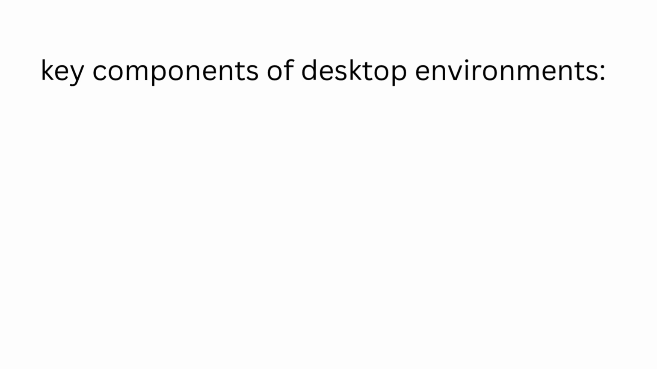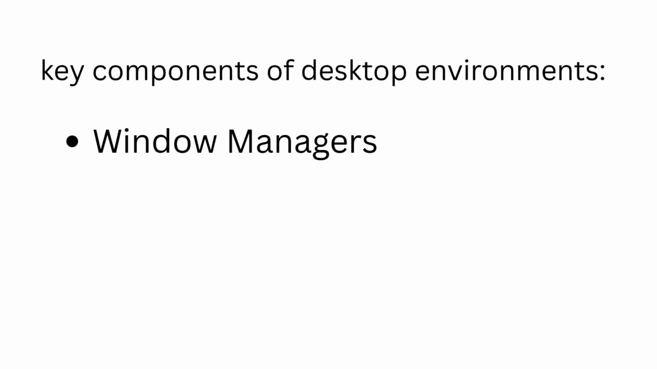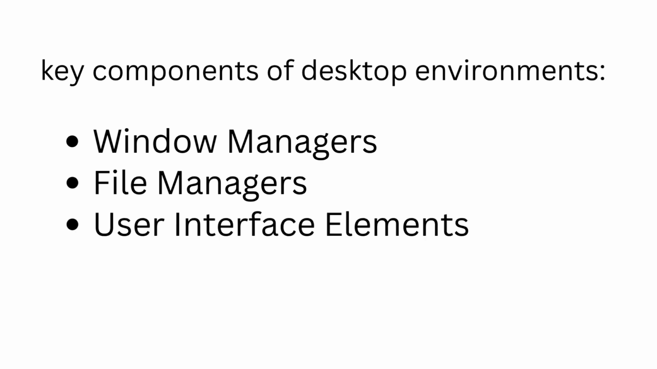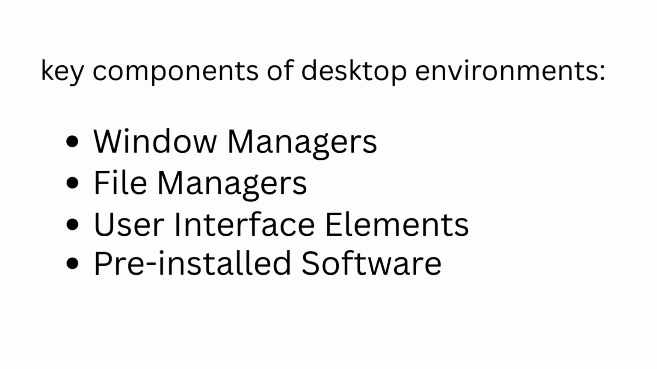Here are the key components of desktop environments. Window managers, which control how app windows are opened, closed, moved, and resized. File managers, which allow you to browse and organize files visually. User interface elements, which include your desktop wallpaper, icons, taskbars, an app menu, and a system tray. Pre-installed software, like text editors and image viewers, which is built to match the environment's look and feel.